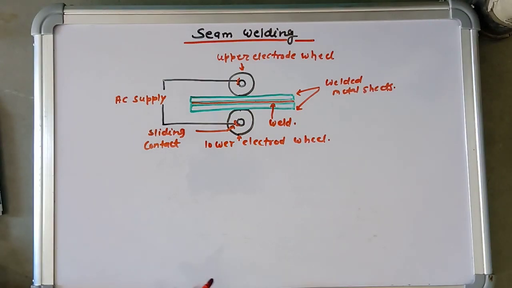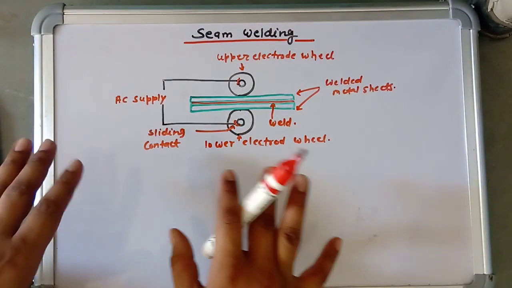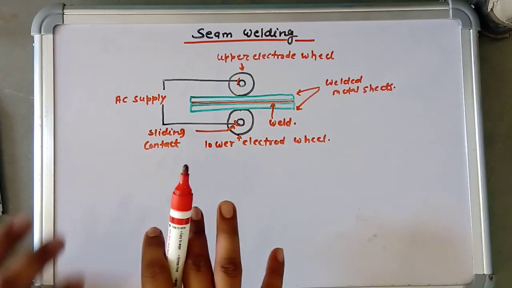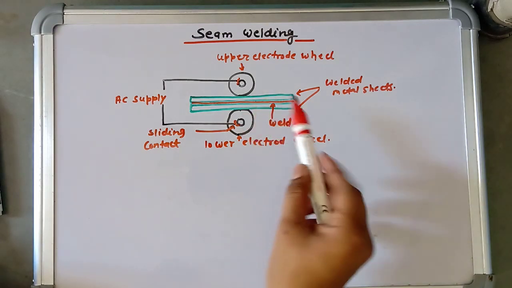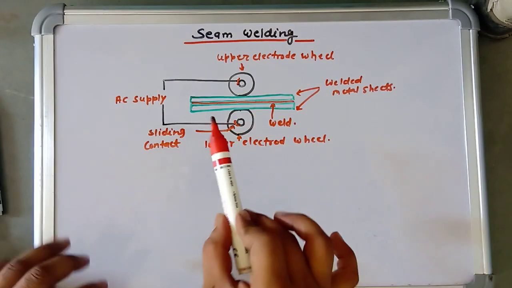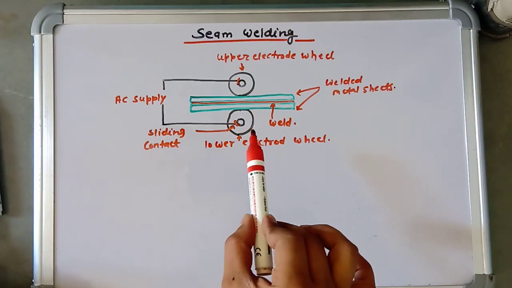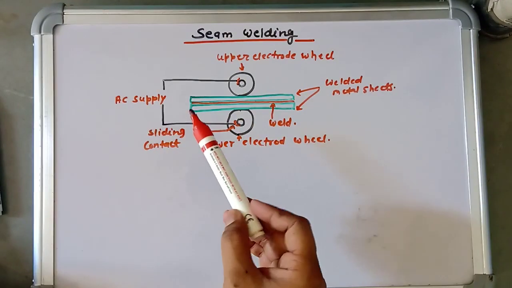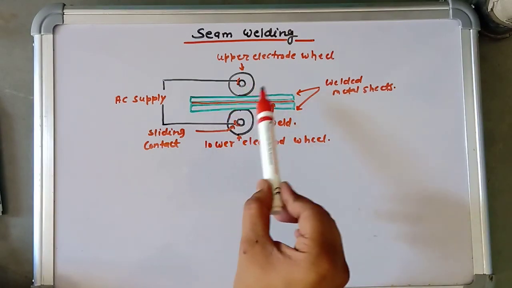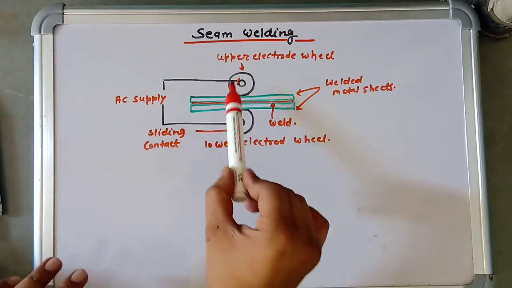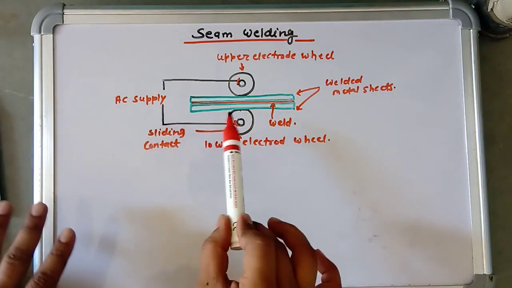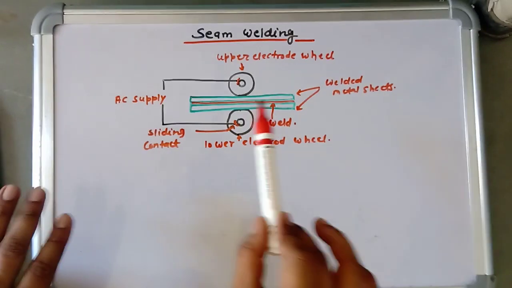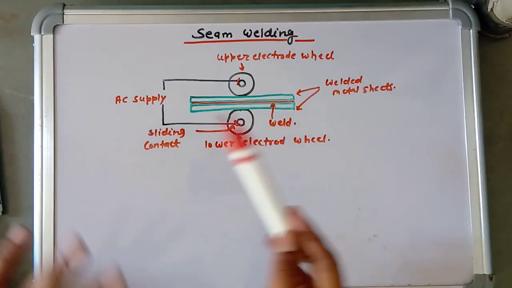Okay. So in this seam welding process, if we discuss its working principle, the two sheets on which seam welding is required are placed overlapping each other. The current is passed between the two moving electrodes. Here we use the moving electrodes and the sheets get welded. It is used for stainless steel, aluminum and its alloys, nickel and its alloys, etc.